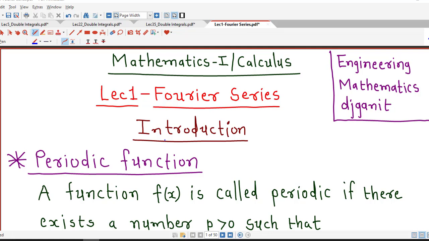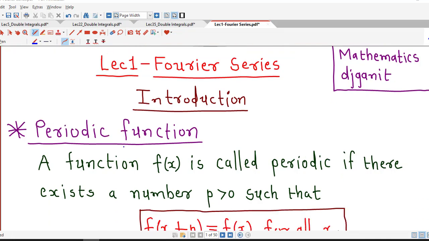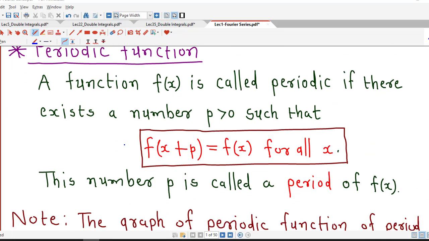Today we are going to start a new topic known as Fourier Series. So in this lecture we will discuss some terminology required for this topic. First we start with periodic function. So we define what is a periodic function.